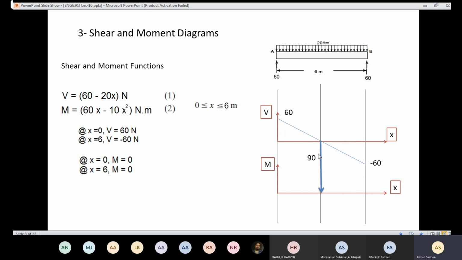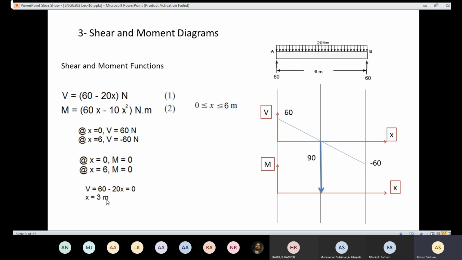At that point here, the moment is going to be maximum, and that is when x equals 3. So if I set that formula to 0, 60 minus 20x equals 0, and solve for x, I find that the value of x is 3 meters. So from here to here is 3 meters. So at 3, the moment is going to be maximum.